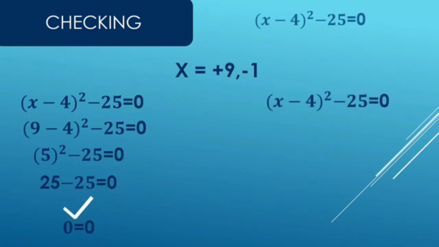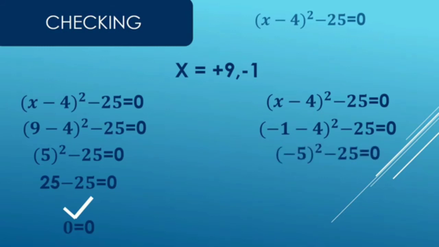Quantity x minus 4 squared minus 25 is equal to 0. Negative 1 minus 4 squared minus 25 is equal to 0. Negative 5 squared minus 25 is equal to 0. 25 minus 25 is equal to 0. 0 is equal to 0 means that it satisfies the equation.